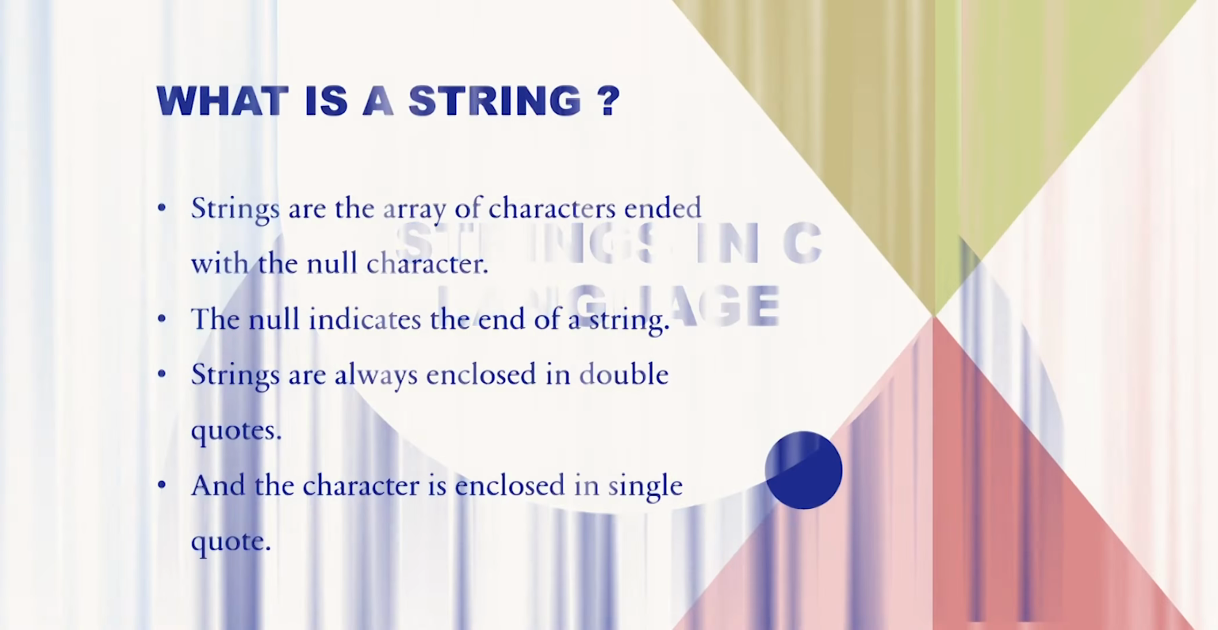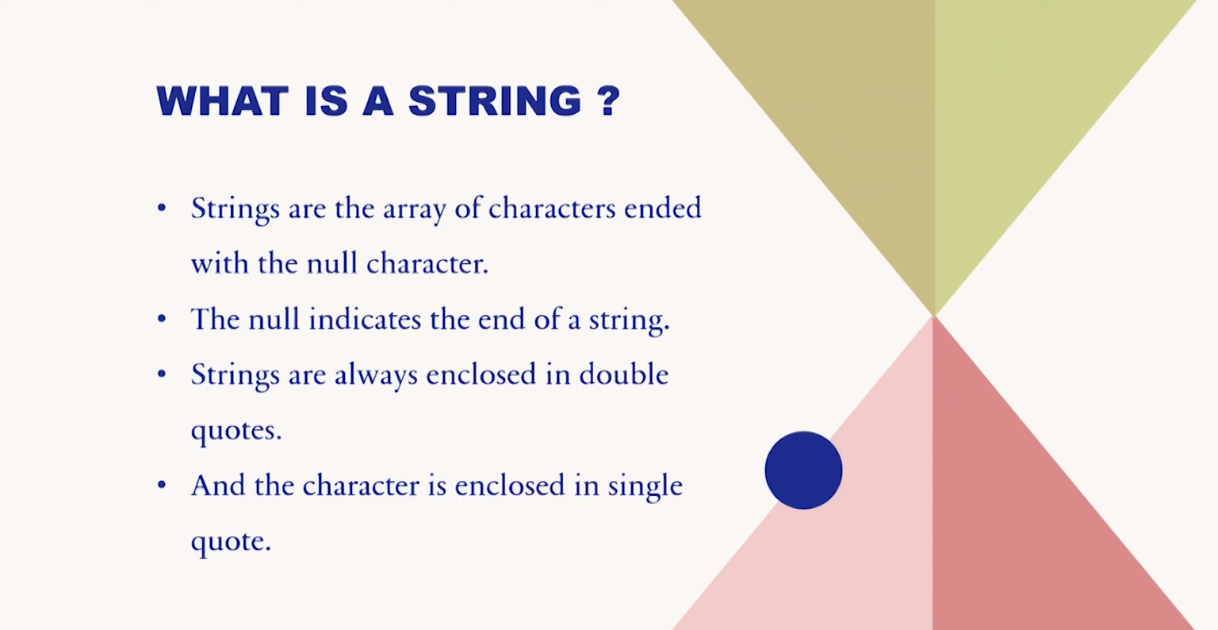So what is a string? A string is an array of characters ended with a null character. Before understanding strings, we have to understand what a character is. A character is nothing but a single letter. What is a letter? We have 26 letters in English, which are A, B, C, D. So one of those letters is known as a character.